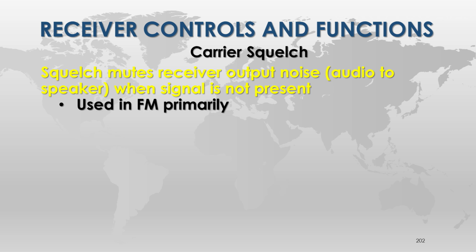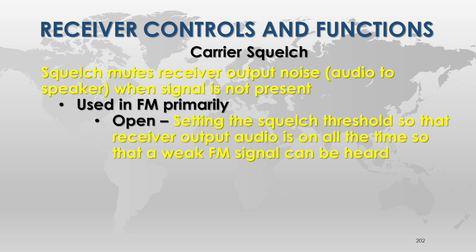It's used in FM primarily, and open is setting the squelch threshold so that the receiver output audio is on all the time so the weak FM signal can be heard. It is annoying as all get out, but a lot of receivers have a button called MONI or MON. You hit that and it opens the squelch completely so that you can listen. Example: this is squelched. That's open. Push the button, any signal coming in, it will pick up.